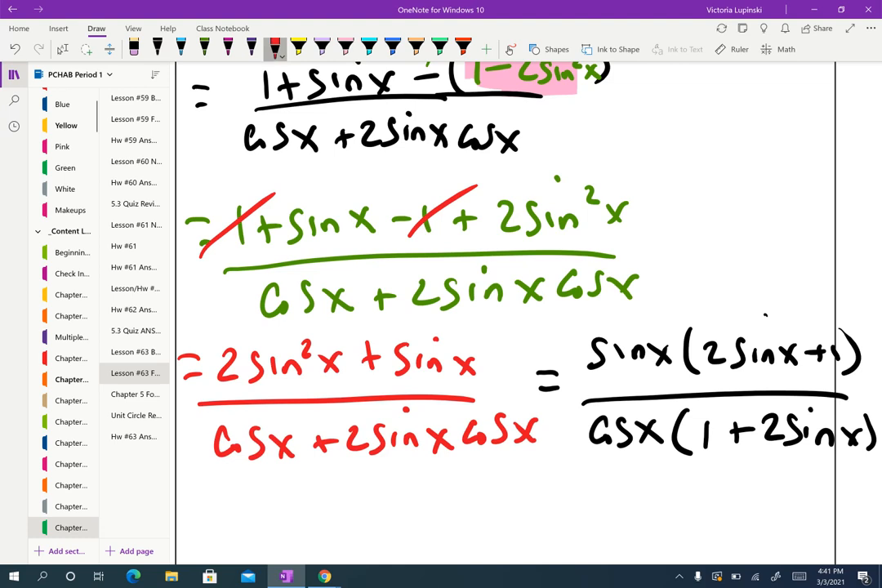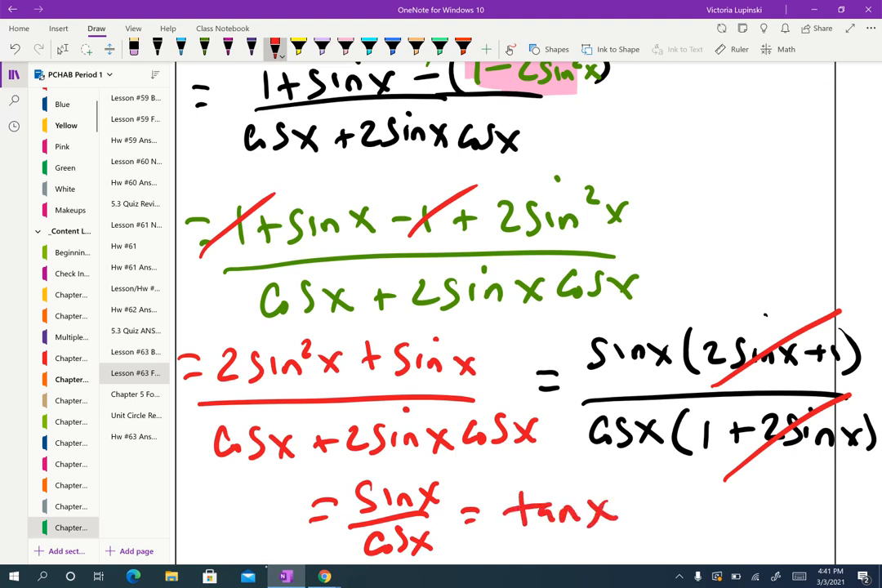And your eyes do not deceive you. 2 sine plus 1 and 1 plus 2 sine, those are the same. Addition is commutative. So all you're left with is a sine x over a cos x. And would you look at that? That is a tangent. Oh, love it when that happens. So again, not just a single formula here, but actually several of them. So you always want to be on formula watch here.